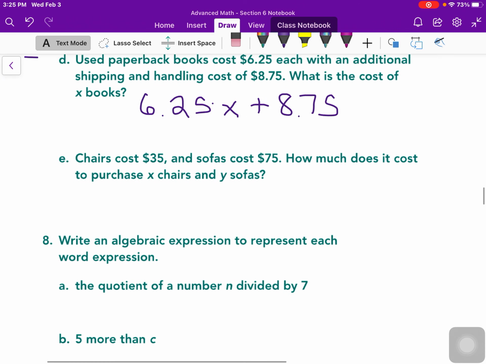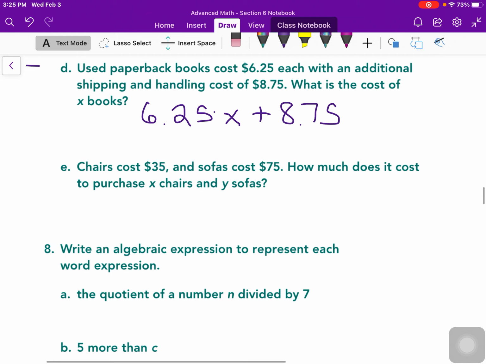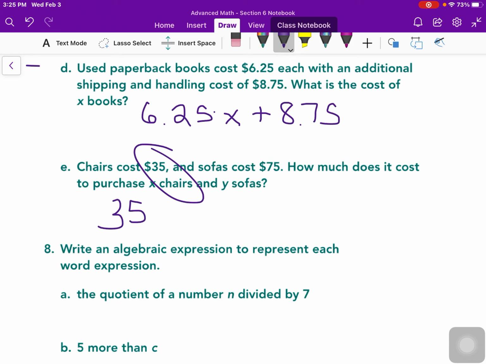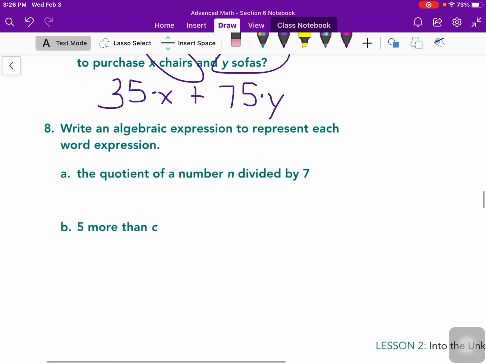Good. Chairs cost $35, sofas cost $75. How much does it cost to purchase X chairs, Y sofas? Well, chairs go with 35, so they go together, so it's $35 times X plus the Y, and the sofas go together, so it's $75 times Y. That's the algebraic expression.